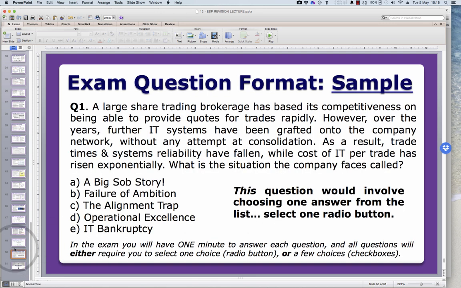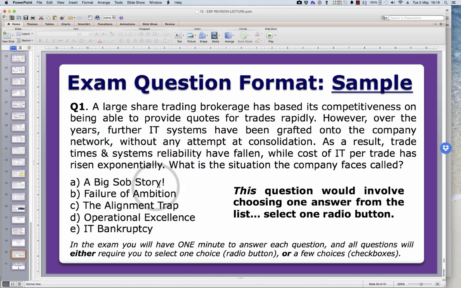So here's the exam question format. Typical question: a large share trading brokerage, and we looked at Charles Schwab, didn't we, has based its competitiveness on being able to provide quotes for trades rapidly. However, over the years, further IT systems have been grafted onto the company network without any attempt at consolidation. We saw at the beginning that that's not good, because it makes the system less reliable. As a result, the trade times, which quotes for share trades and system reliability have fallen, while cost of IT per trade has risen exponentially. What's the situation the company faces called? And so your job is to pick one of those answers out.